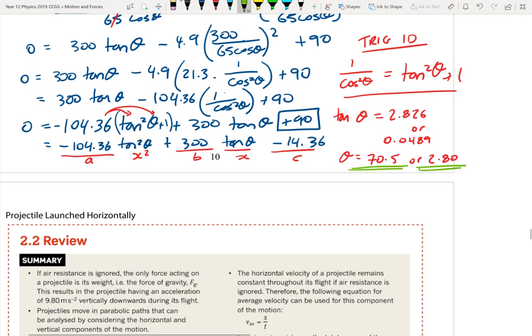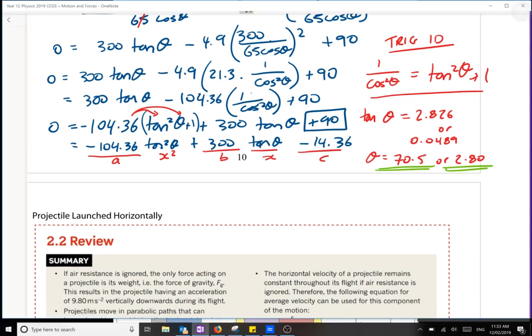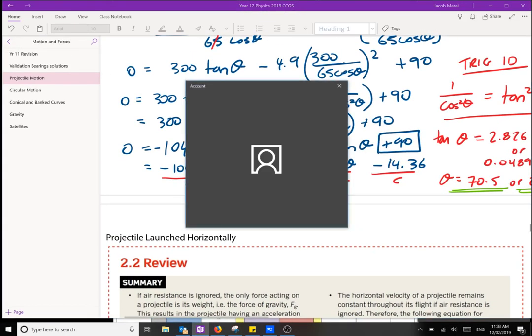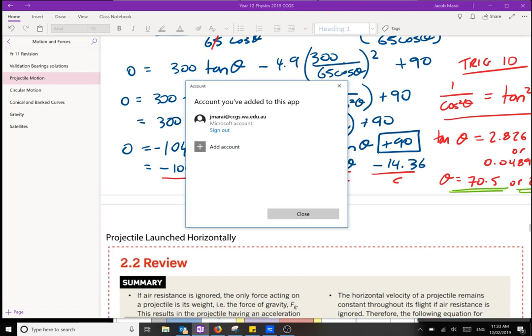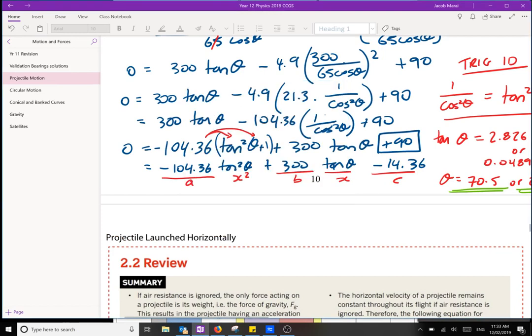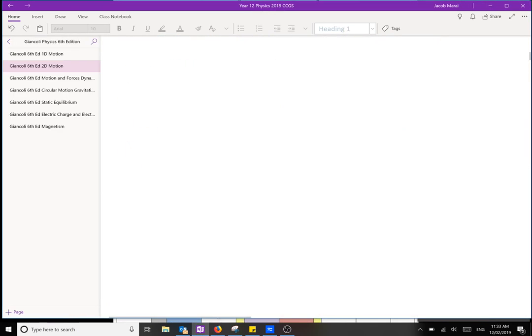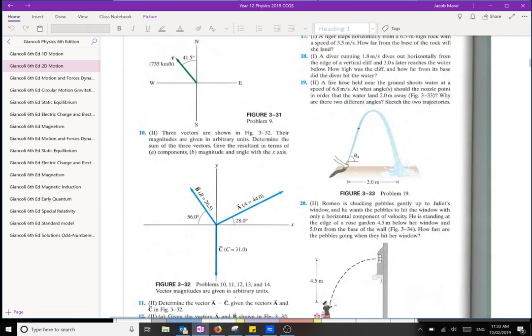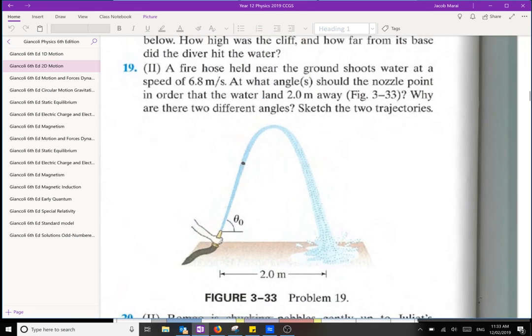Now, the reason I wanted to show you this working out now is because tomorrow I'm going to give you some work. Hang on. In the Giancoli Physics 2D motion, there is an absolute banger of a question.